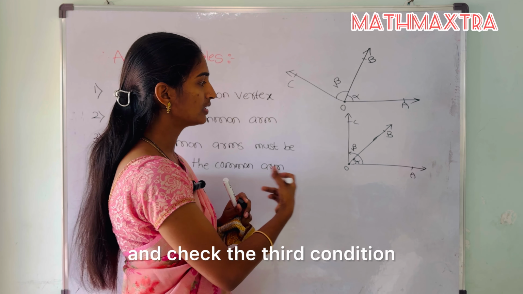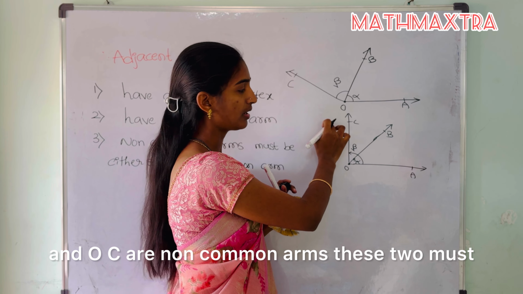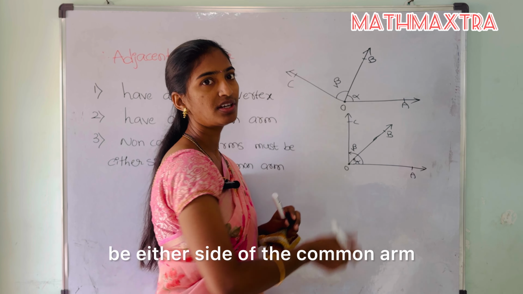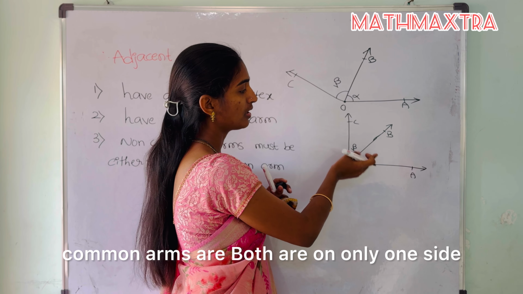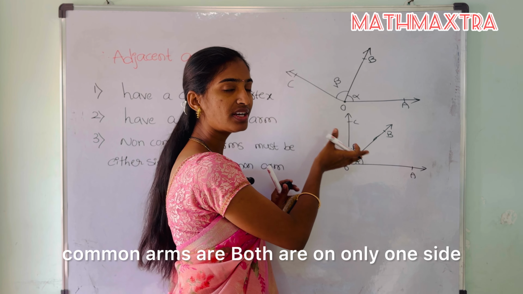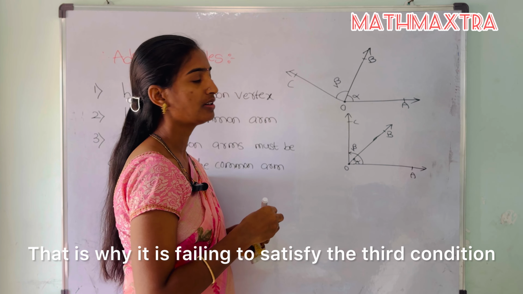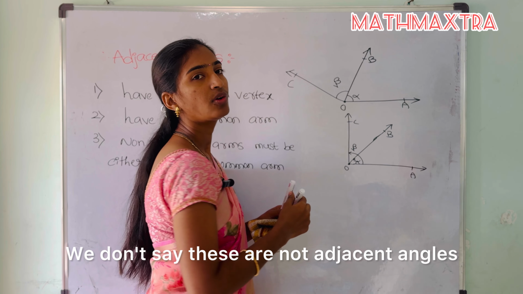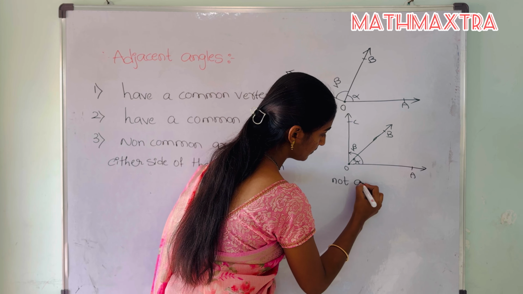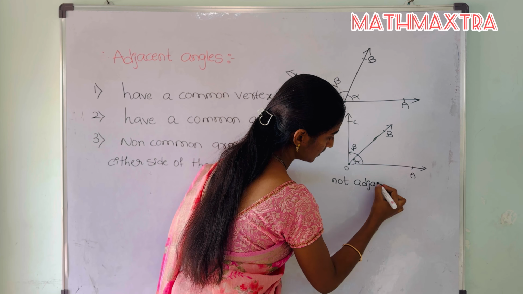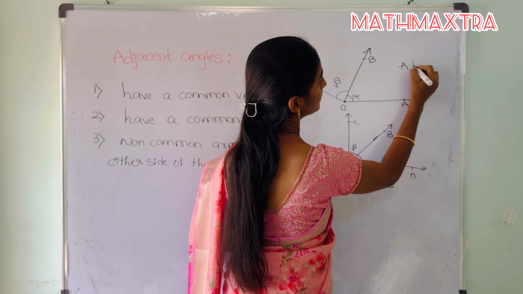And check the third condition, that these non-common arms, OB and OC, must be on either side of the common arm. But in this figure, these non-common arms are both on only one side of the common arm. That is why it fails to satisfy the third condition. These are not adjacent angles. The earlier ones were adjacent, these are not adjacent.